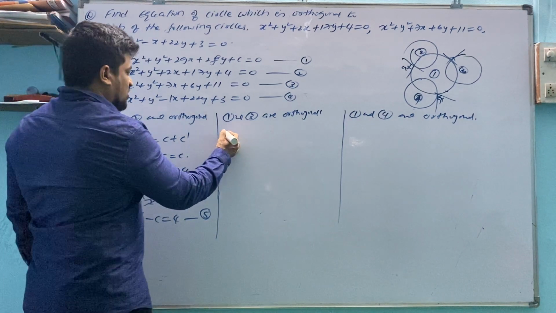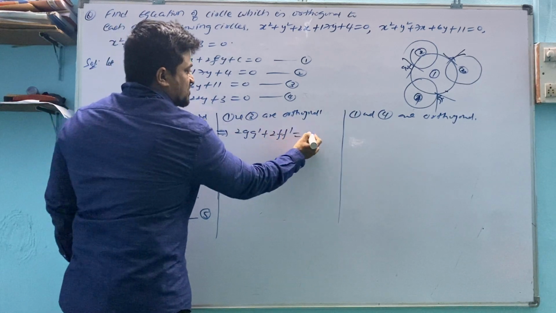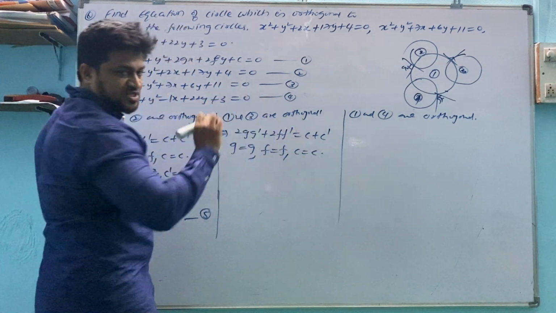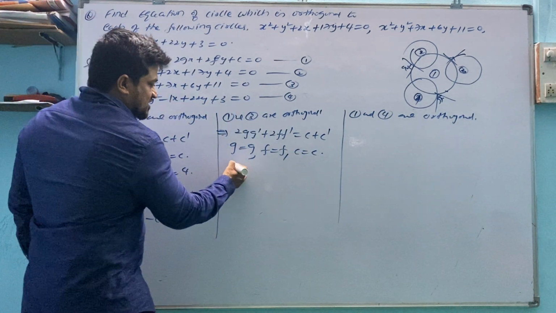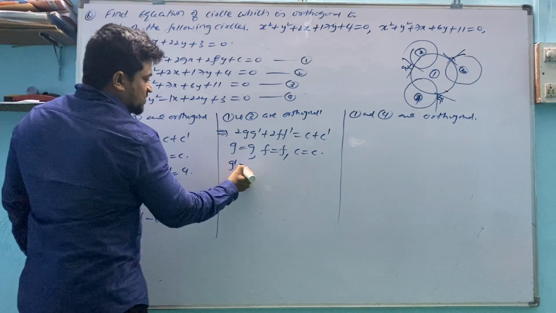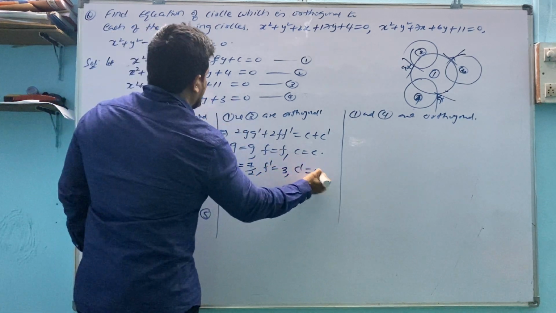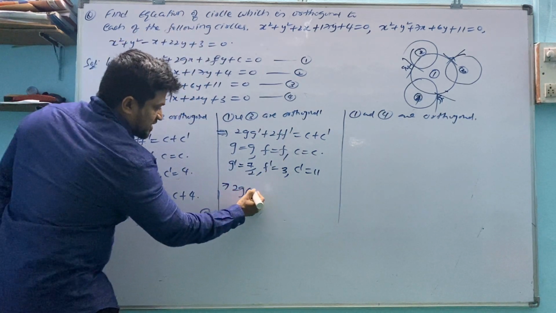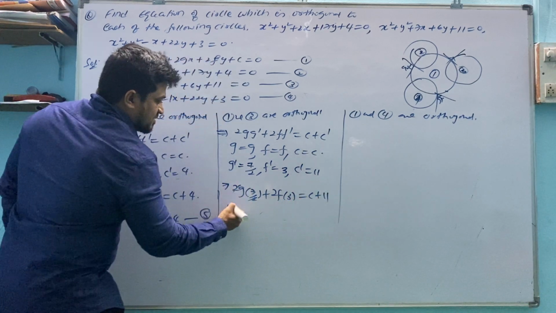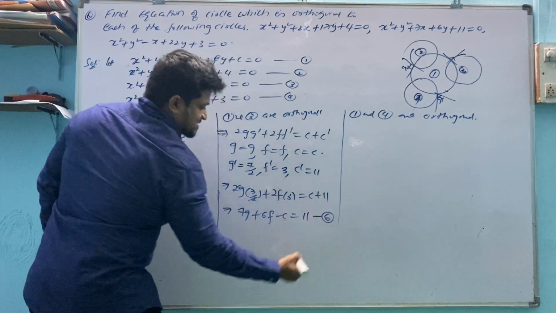Next what we have, 1 and 3 are orthogonal. This implies 2g dash plus 2f dash is equals to c plus c dash. Whereas g is equals to g, f is equals to f, c is equals to c. Then what we have? G dash means from first we have g, f, c values. From third equation, g dash is 7 by 2, f dash is 6 by 2 is 3 and c dash is 11. So the condition is 2g into 7 by 2 plus 2f into 3 equals to c plus 11. 7g plus 6f minus c is equals to 11, equation number 6.